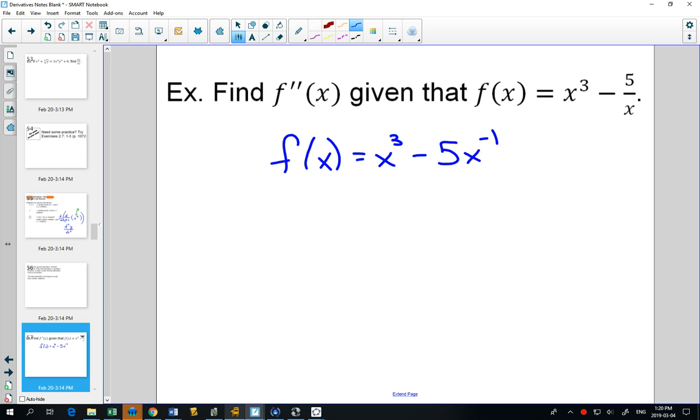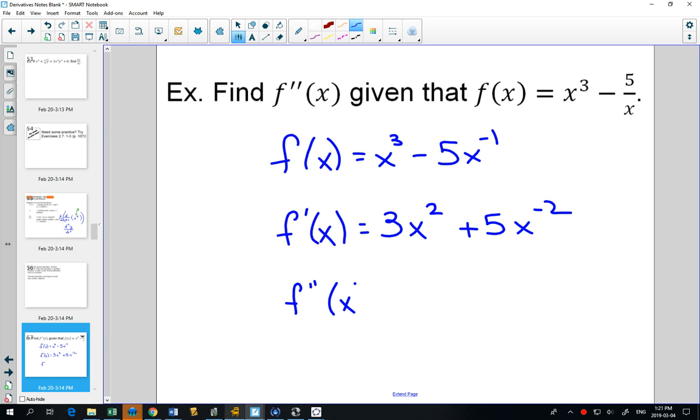Your first derivative would be: take the 3 out in front, subtract 1 from the exponent, bring the negative 1 out in front, subtract 1 from the exponent. That would be our first derivative. Then our second derivative: bring the negative 2 out, subtract 1 from the exponent. Could you keep on going? Yes.